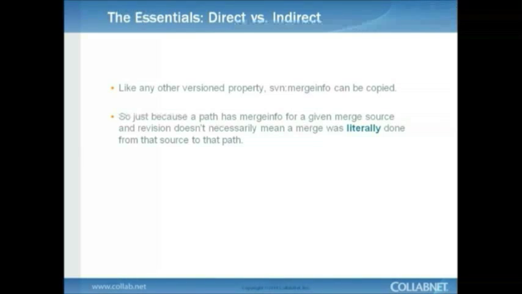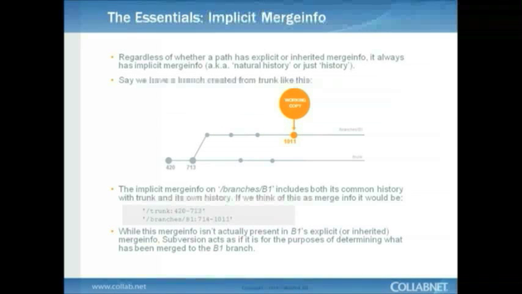As you reintegrate feature branches back to their parent, that history will just accumulate and accumulate. There's nothing wrong with this. It's just something to be aware of when you're using merge tracking.